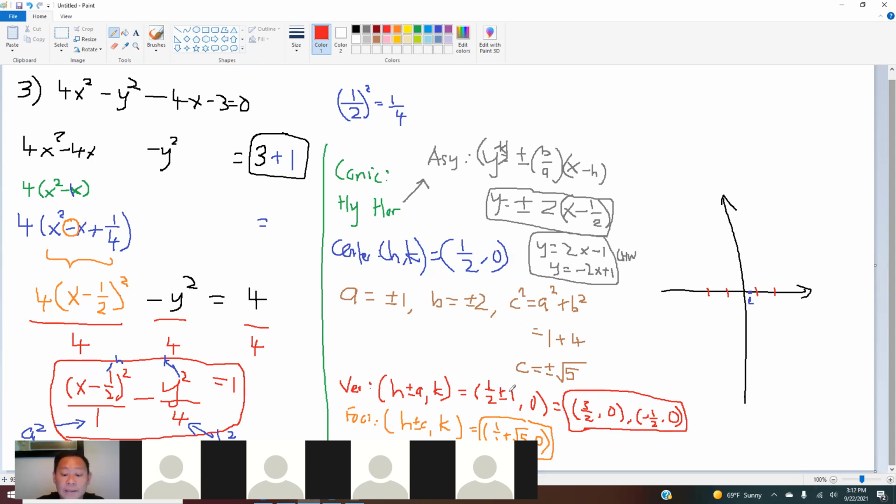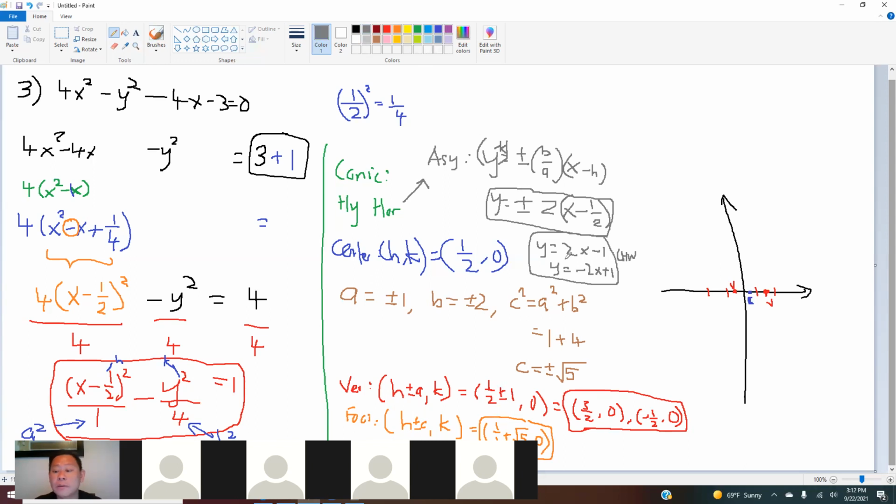Okay, 1/2, 0. We use the color coded here. So for the vertex, you will do 3/2 and negative 1/2. So 3/2 is here. So this is your vertex. And negative 1/2 is here. This is your vertex. So the blue one is your center. The red ones are your vertices.